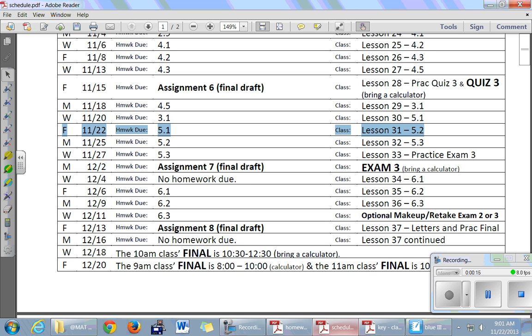I just want to point out next week is a funny week because of the Thanksgiving holiday. There are no classes on Thursday or Friday. No classes Thursday or Friday next week. So we will meet Monday and Wednesday, and we won't have class on Friday. Any questions on the calendar?